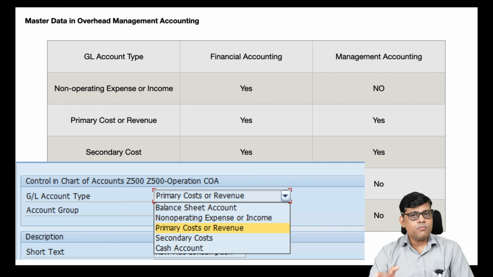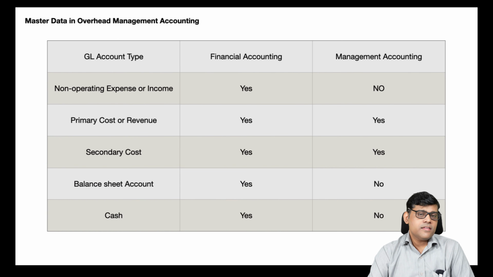Whereas if you are going to use it in both FI and CO, then make sure that you select option P, primary cost and revenue. That's why I've included both. Secondary cost, I already explained the difference between primary and secondary cost. Secondary cost is connected with management accounting, yes, of course. Then why have I shown it is connected with finance also? With secondary cost, I said that you are not going to book an expenditure. You are not going to post any document by using a secondary cost element.